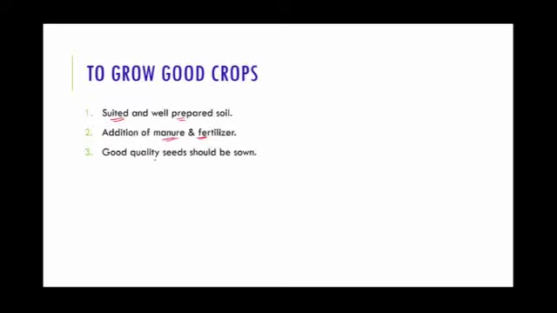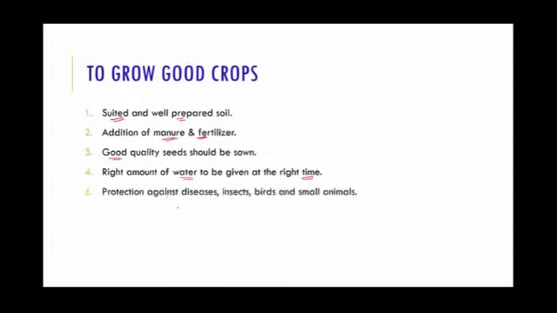Third one, good quality seeds should be sown so that we get good quality crops. If bad quality seeds are sown, then bad quality crops will be obtained. Fourth one, right amount of water to be given at the right time. Crops should be given the right amount of water at the right time. It is very important because if you feel like giving more and more water, it will grow bad quality plants. So you just water in the right amount at the right time.